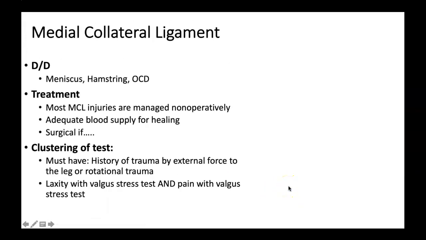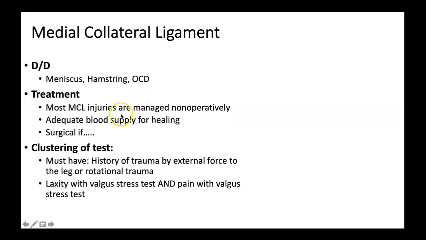In terms of differential diagnoses, because we know that the deep fibers of the MCL attach to the medial meniscus, you have to rule out a meniscal injury. What we know about the hamstrings is that they're somewhat close to the MCL, so we should be ruling out a semitendinosus and semimembranosus strain. And then anytime we have a valgus load, a valgus force, we need to rule out an osteochondral defect. And what do I mean by that, you guys? I mean, is there any bony injury associated with the injury that just occurred?